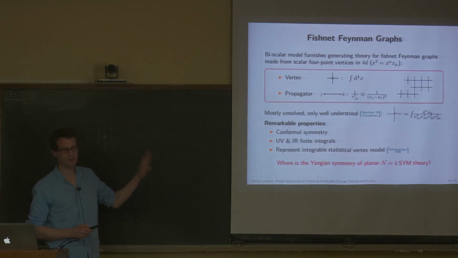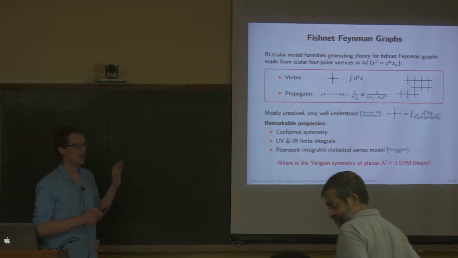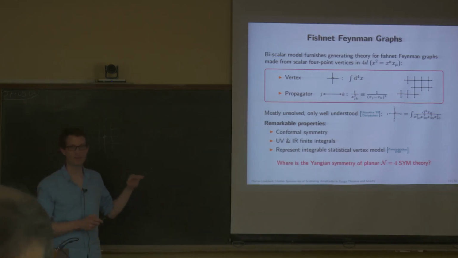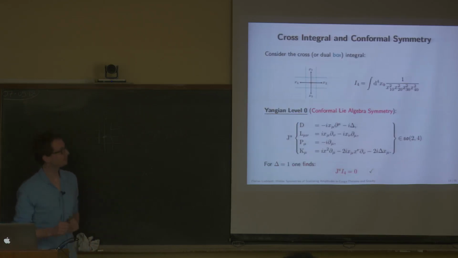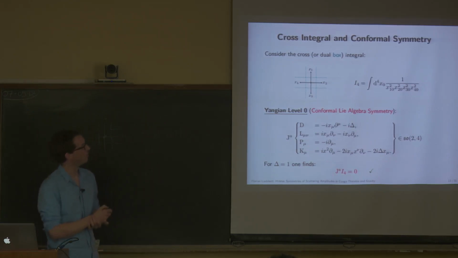Okay, now coming from this biscalar theory, generating these fishnet graphs, I want to understand whether there could still be some Yangian symmetry. What I want to do is look at the simplest particular example here, this cross integral, or in momentum space, box integral.